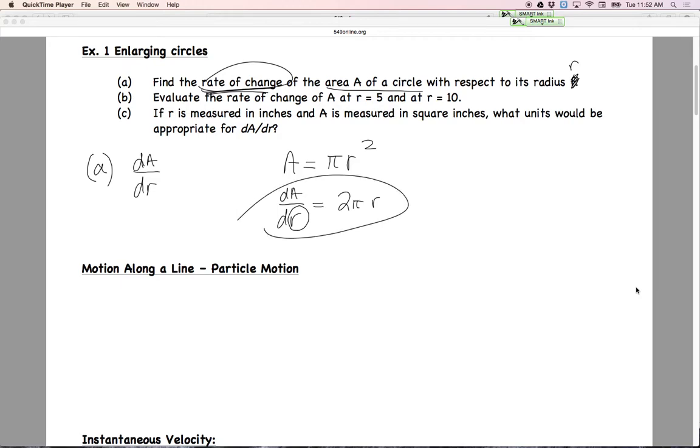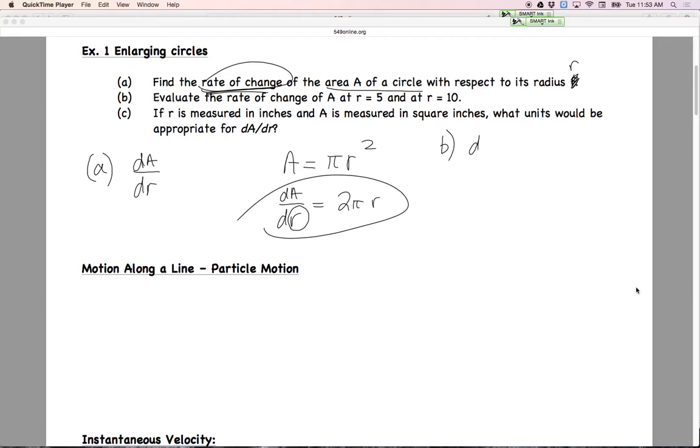So we've got this. Part A is done. Go on to part B. Evaluate the rate of change, not just any rate of change, but the instantaneous rate of change when r equals 5 and r equals 10. So we could calculate how fast the area is changing at those given moments in time, which are relative to r equals 5 and r equals 10. So how would I write this notation? It's really important here. I want you to have some notation that you can use when you're doing the problems.